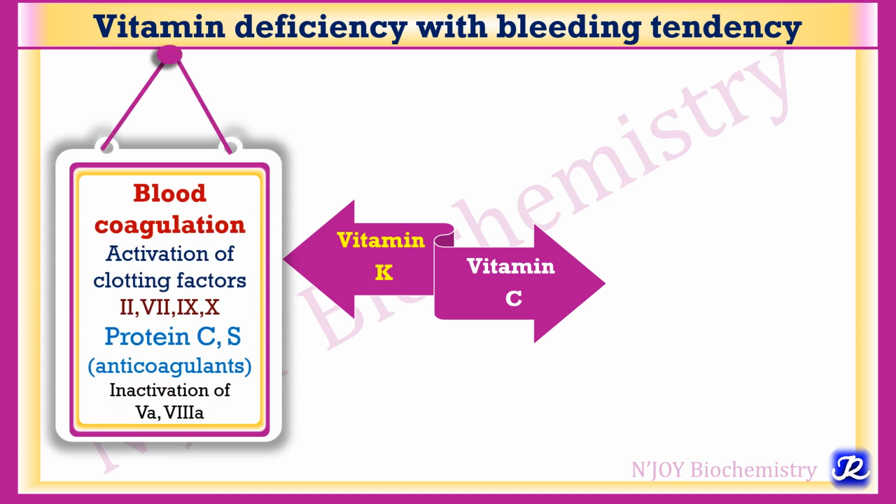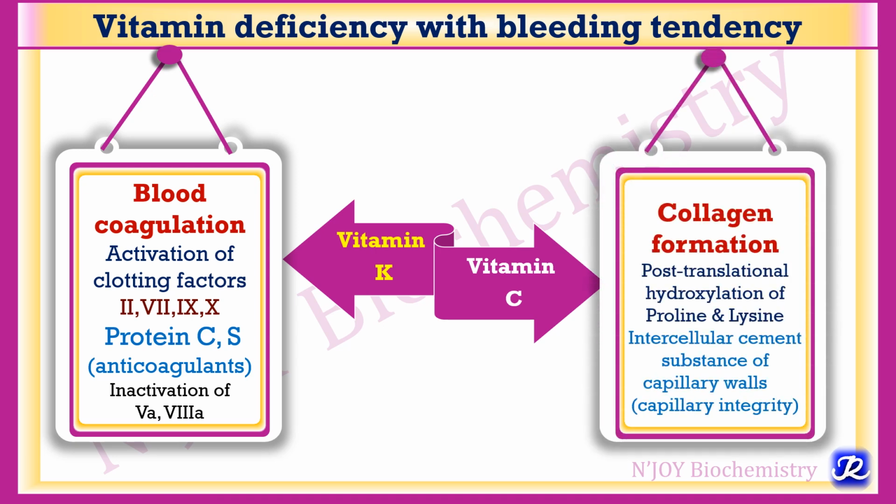Now this vitamin K acts as a coenzyme. It is involved in blood coagulation, and it is very important for activation of clotting factors like factor 2, 7, 9 and 10, and it also plays a very important role in protein C, S, and in activation of factor 5 and factor 8. So it balances the process of blood coagulation, and if it is deficient, then it will result in the bleeding tendency.